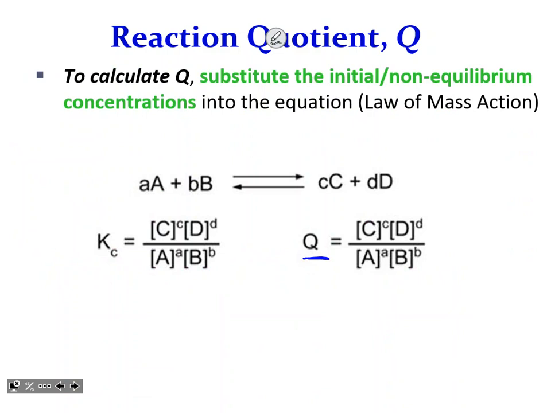But it's basically the same law of mass action equation. The only difference is now we have Q here, and we're getting a non-equilibrium value to compare to the equilibrium K constant. Any questions? Same calculations, same formula, just getting a different number and comparing it to the K.